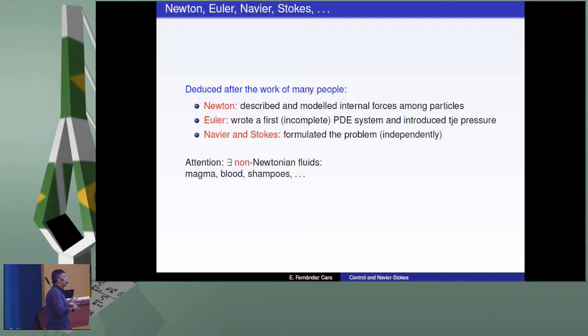I have said that the Navier-Stokes equations describe the behavior of fluid under many realistic circumstances. But in fact, there are many fluids where the molecular structure is sufficiently complicated to discard the behavior of the Navier-Stokes system. So there exist what are called non-Newtonian fluids, for example, magma, blood, industrial shampoos, all these, that in fact do not obey the Navier-Stokes equations and need a much more complicated analysis. I will not speak of non-Newtonian fluids, but let me remind you that this is a very important area of research nowadays.